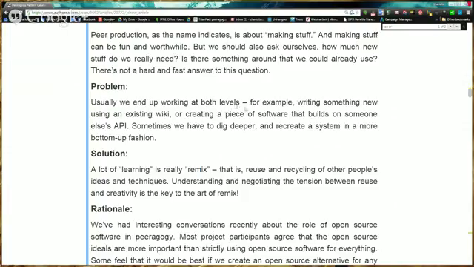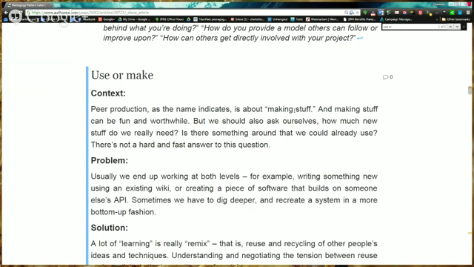Okay, so let's start from the very beginning, the context again. Peer production, as the name indicates, is about making stuff, and making stuff can be fun and worthwhile, but we should also ask ourselves, how much new stuff do we really need? Well, it's not quite the context. So what is the context? Basically, yes, we're doing peer production, so that's important. Right.